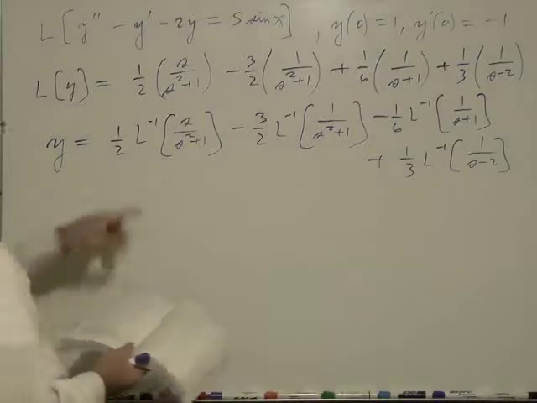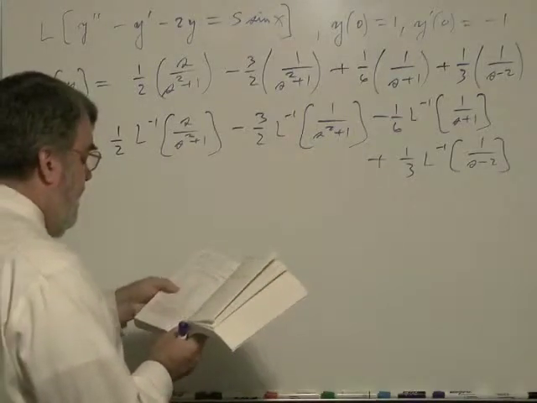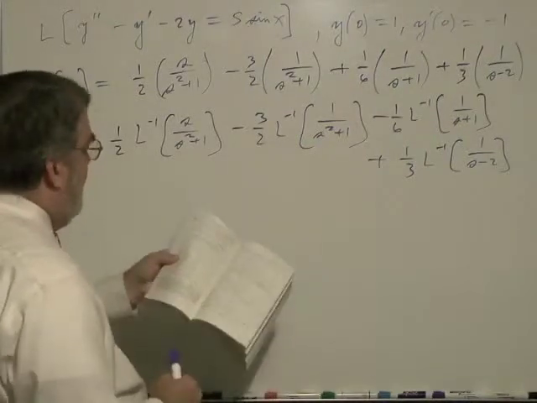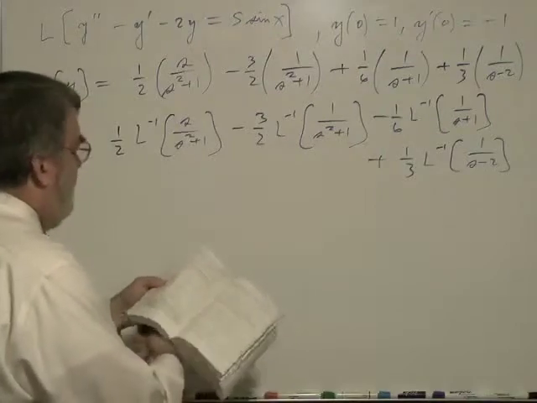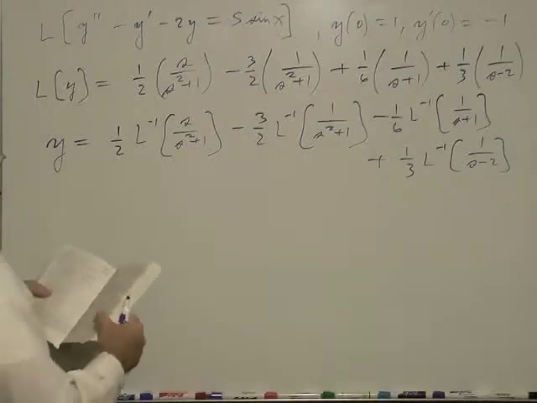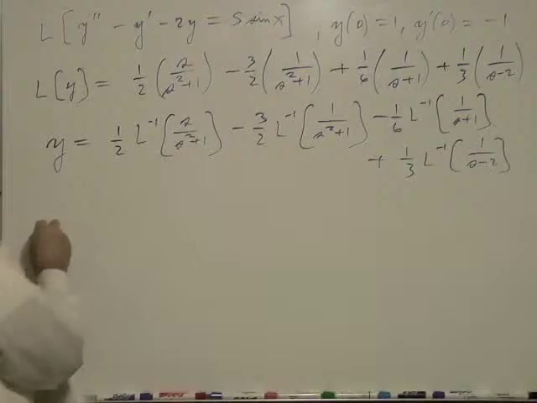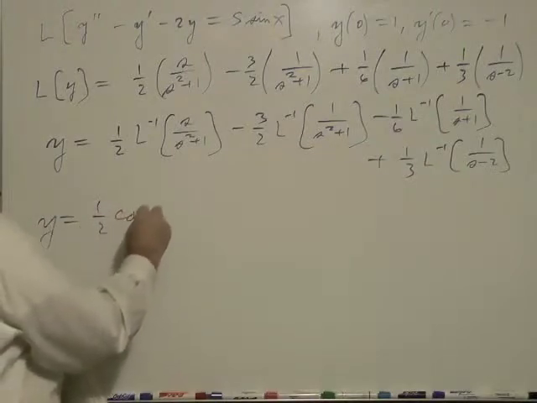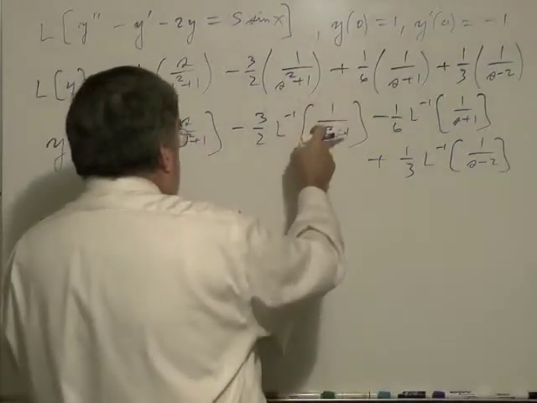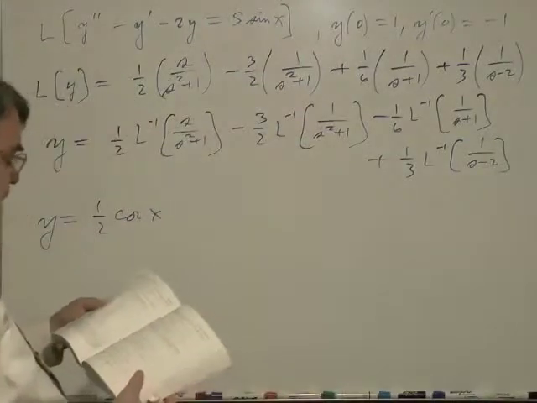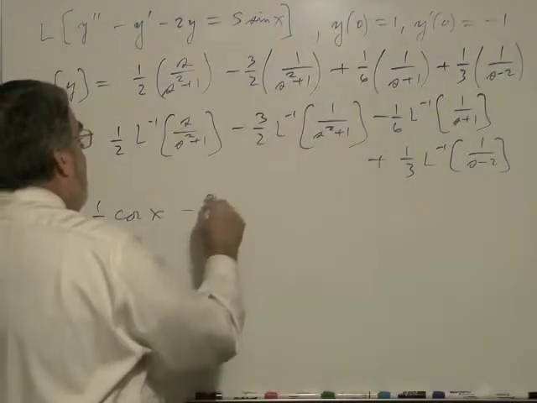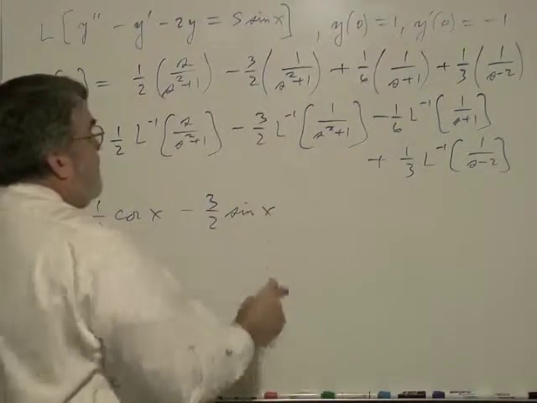And so what is L inverse s over s squared plus 1? Well, if you look at the cosine ax row in this table, where a equals 1, because we have s squared plus 1 squared, then this is literally the cosine of x. So y would equal 1/2 cosine of x. And then if you go right above it, 1 over s squared plus 1 squared corresponds to the sine of 1x, or sine ax. So this translates to minus 3/2 sine x.